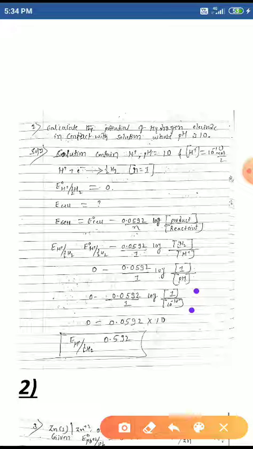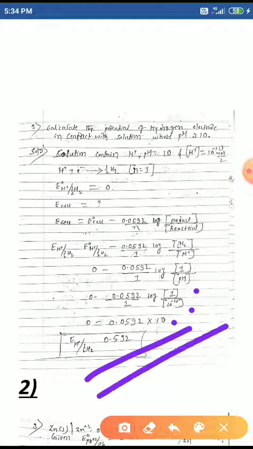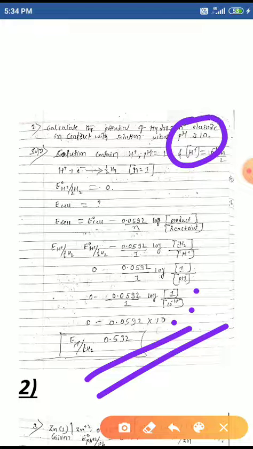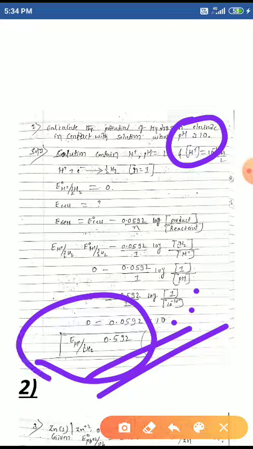We got the log 10, this value here. This log 10, multiplied with this one, we got the 0.592. This is the second example answer, students. The electrode potential value of the solution of pH 10 is 0.592.